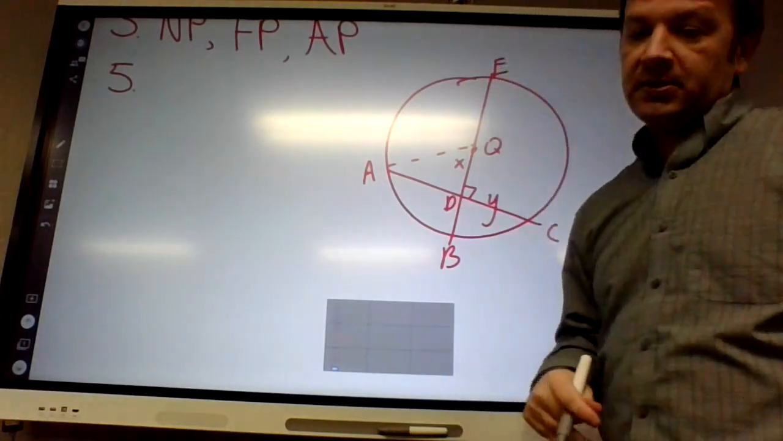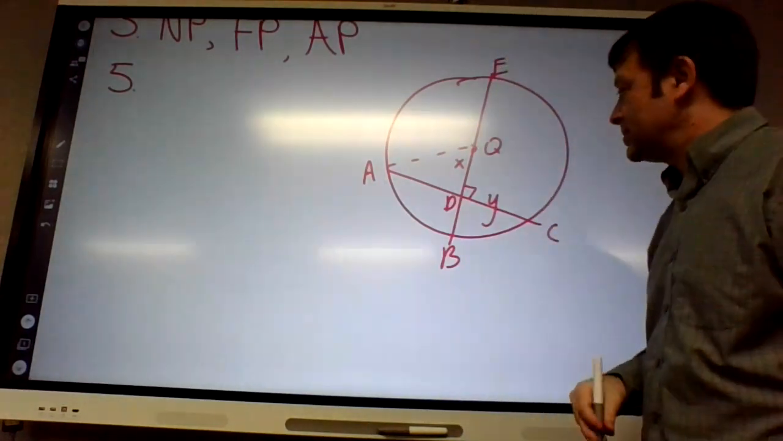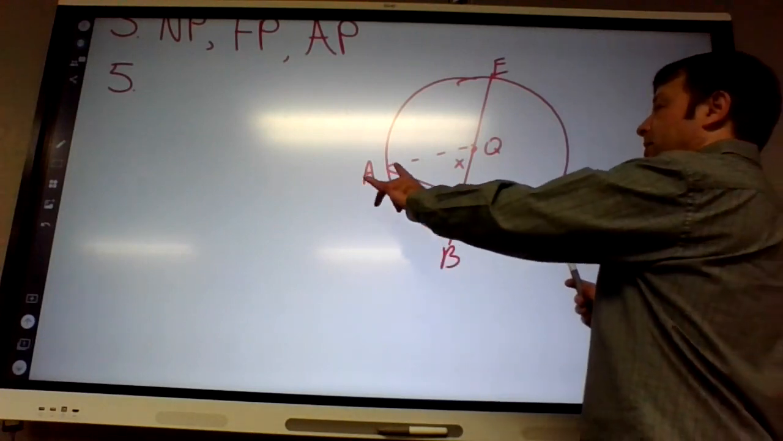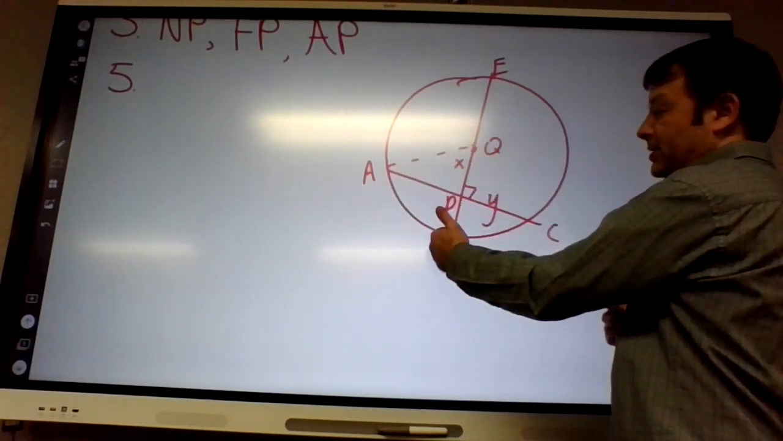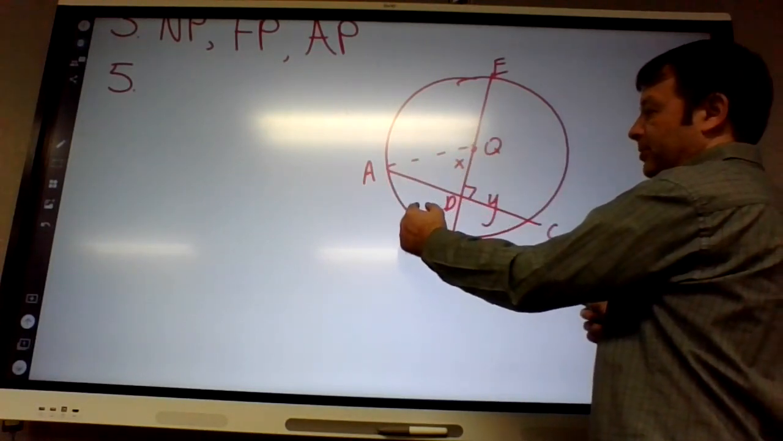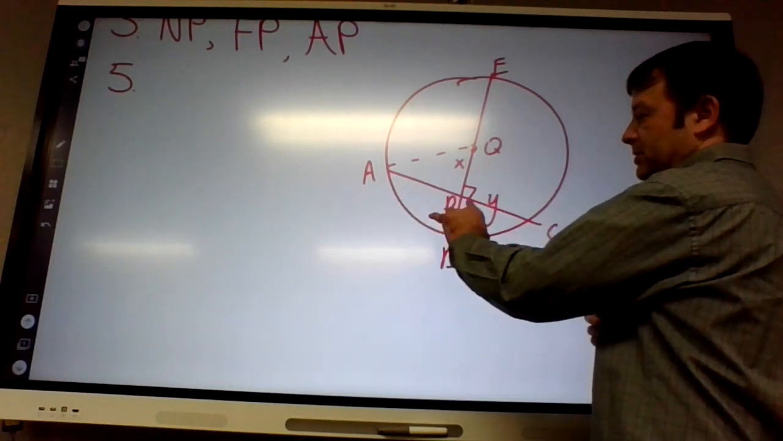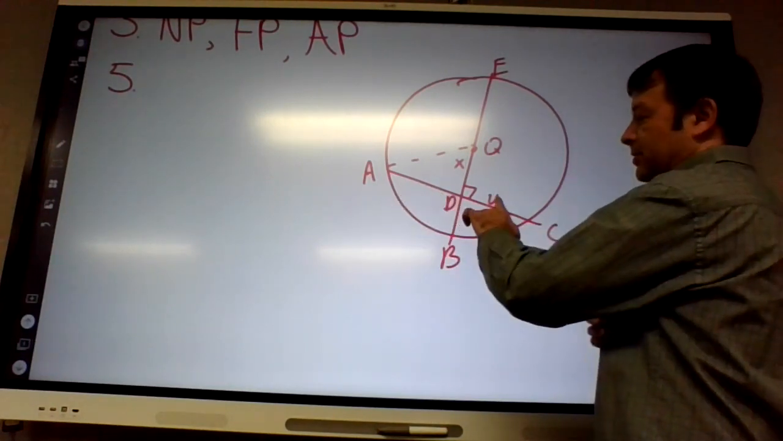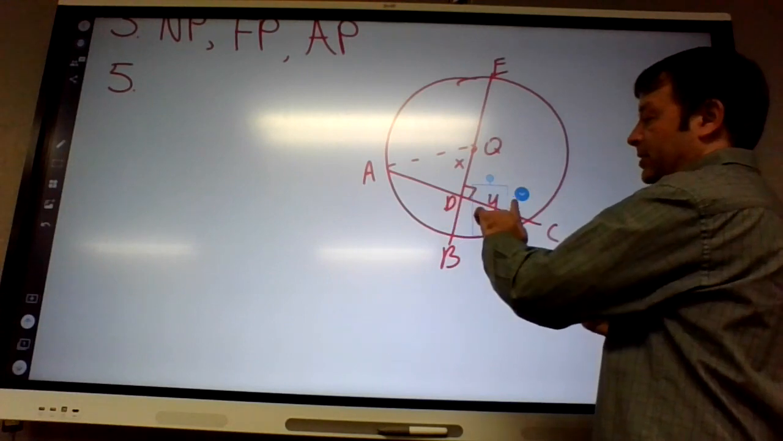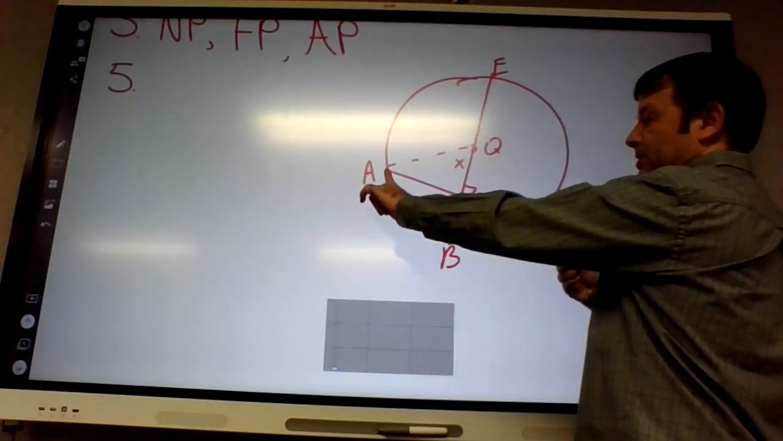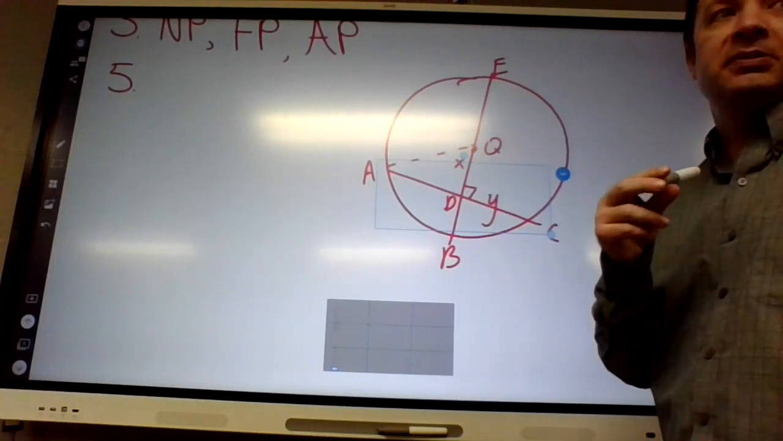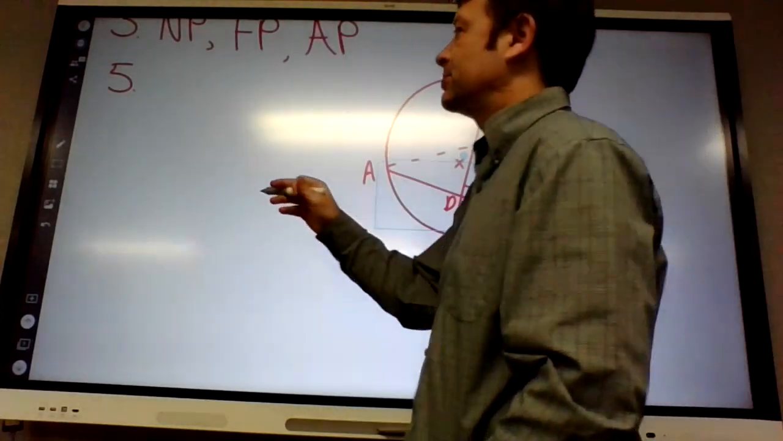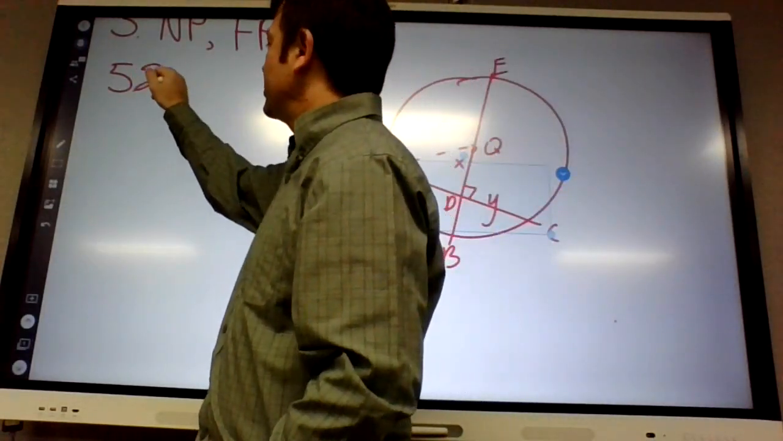All right, number 5. How long is AC? Well, okay, the radius is perpendicular to the chord. What do we know about the chord then? It's split in half. So if this is Y from here to here, how long is this going to be? 2Y, yes, twice as long. Y plus Y, 2Y.